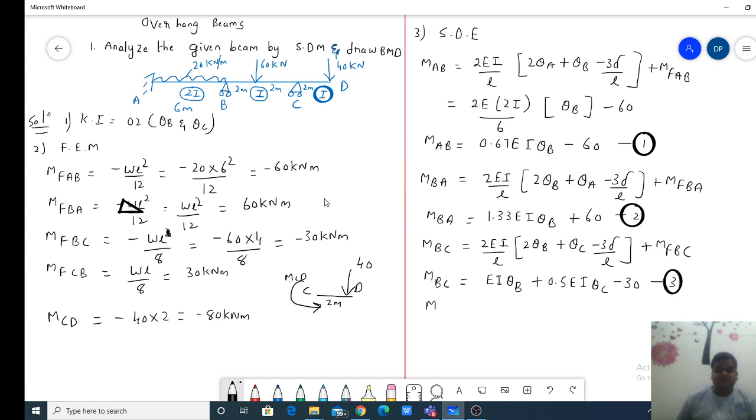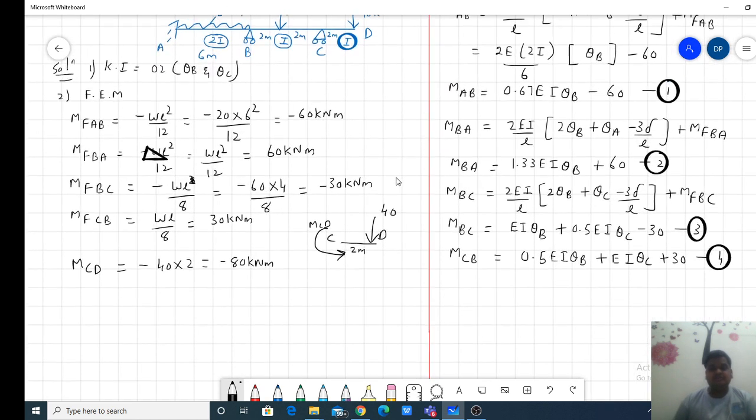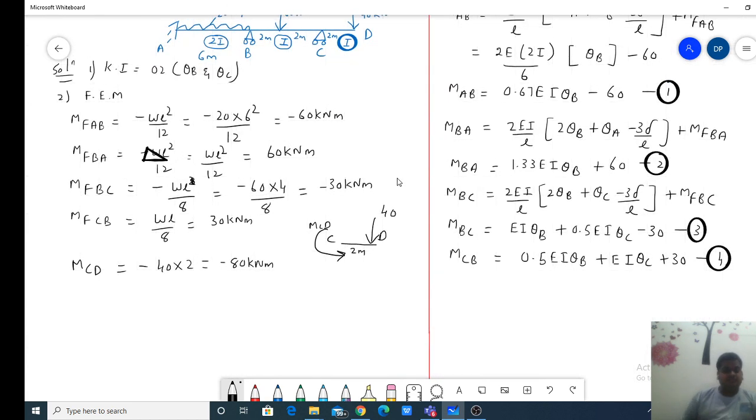And similarly, when you are solving for MCB, you will be getting 0.5 EI theta B plus EI theta C plus 30. So this will be my equation number 4. Now up to this, whatever we have solved, these are nothing but a formulation of the equation.